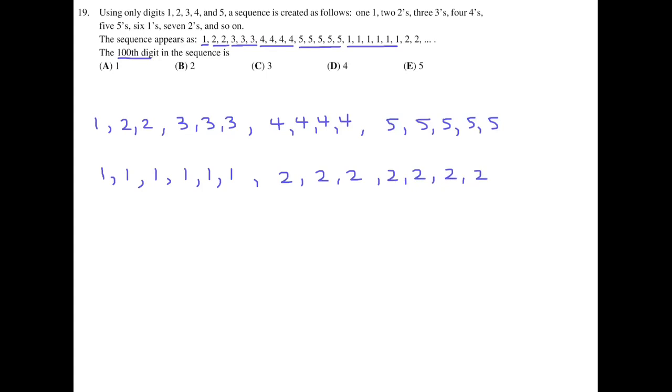So how many numbers did we have? We have 1 of these, we have 2 of these, 3, 4, 5, 6, 7. All right? So if you want the 100th digit, which is what they're asking for, you have to understand that this is going to keep on going. So it's going to be 1 plus 2 plus 3 plus 4 plus 5 plus 6 plus 7, and so on. And eventually, you will get to the 100th digit.